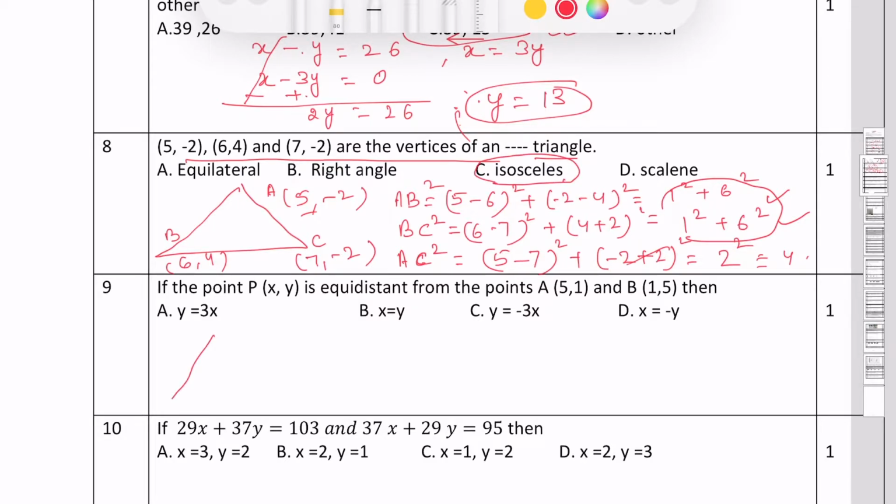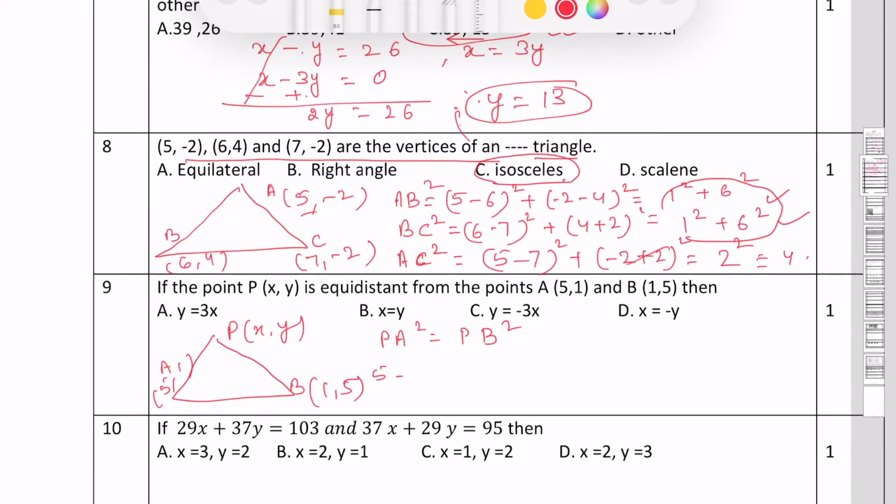Next, P X Y is equidistant. If this XY is equidistant from the points A 5, 1 and B 1, 5, that means PA square is PB square. We just find out using the distance formula.